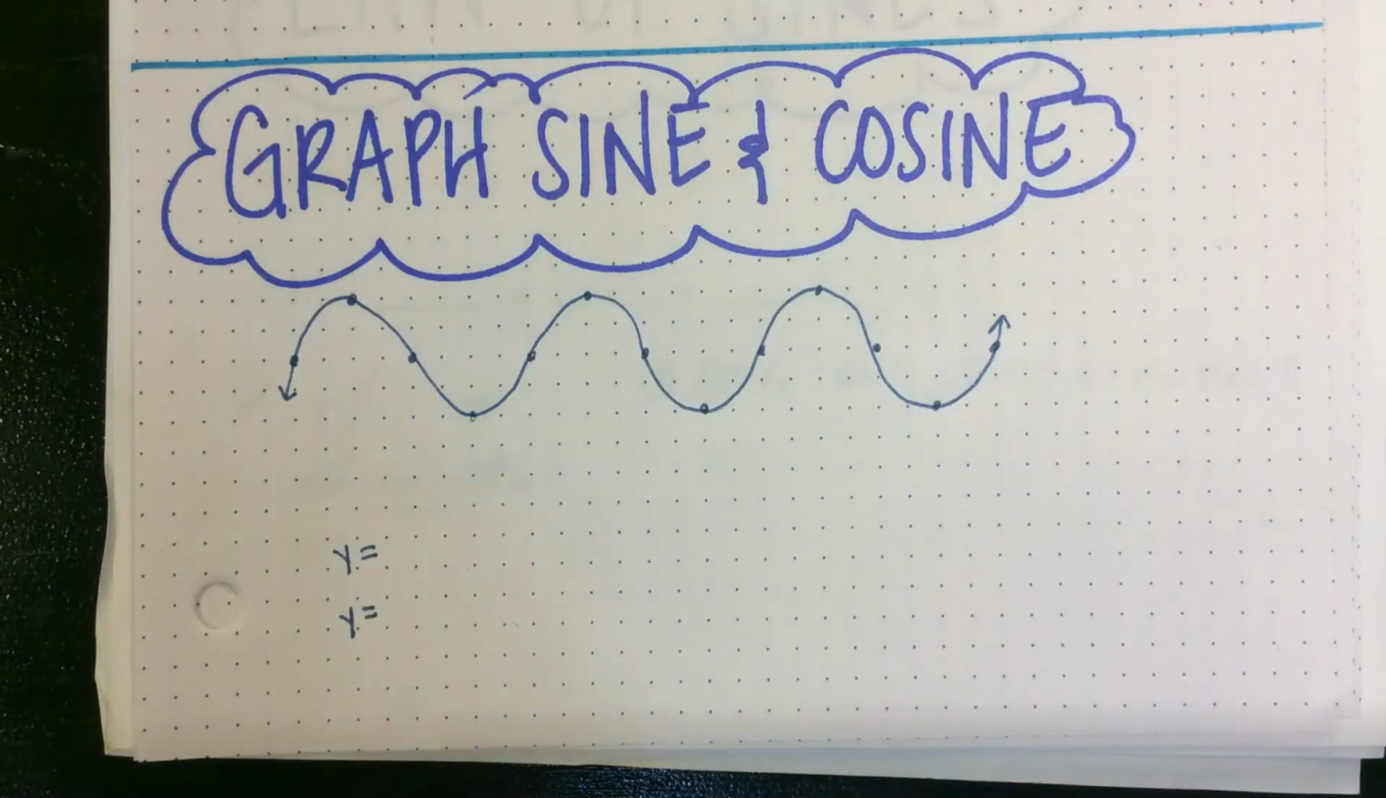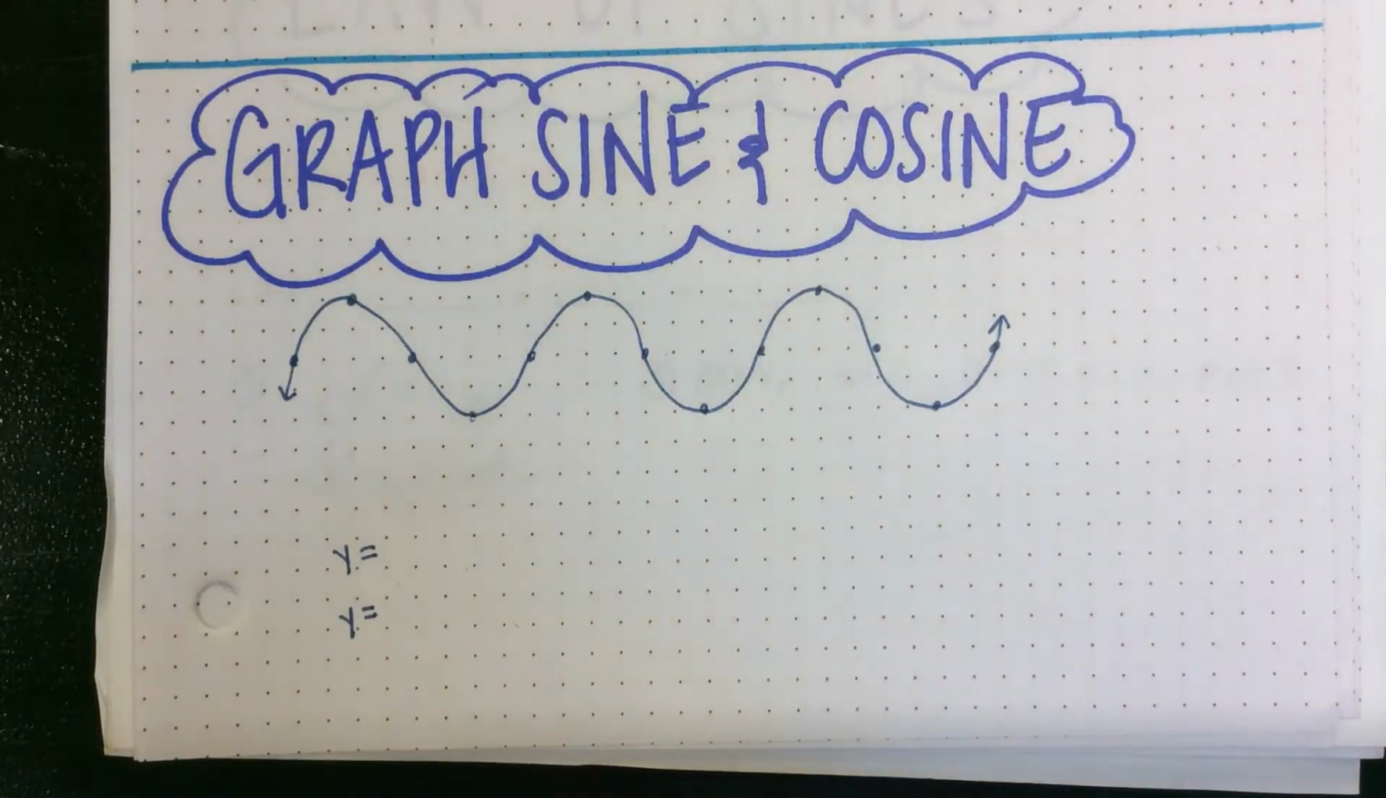Okay, moving along with our trig, we're going to graph sine and cosine. These are the only two graphs we're going to worry about, but we do have graphs for all of them. But sine and cosine are the most common ones, the more important ones in terms of our standards. All right, so sine and cosine actually look the same.